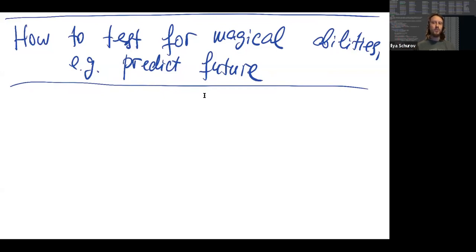Actually, future prediction is a hard thing. So probably it is possible that sometimes I make mistakes, but in any way I can predict the future, just sometimes mistakenly. So we want to test something like this. We want to test, is it true that I can predict the future better than just a random guess or not?